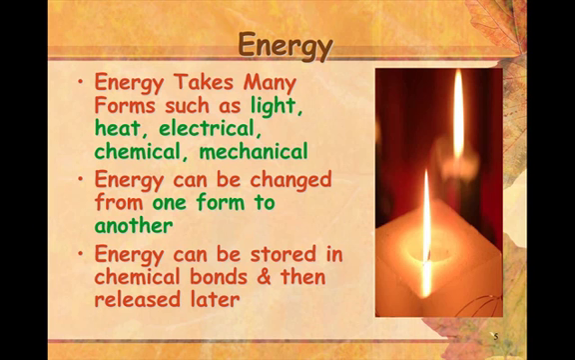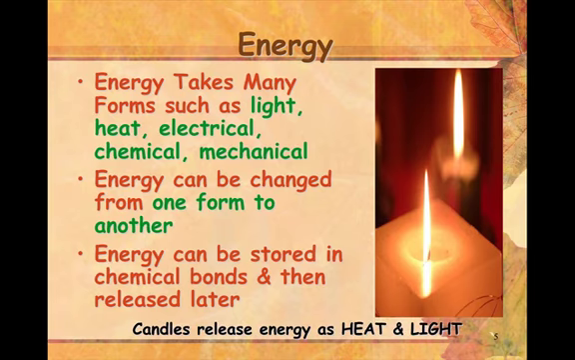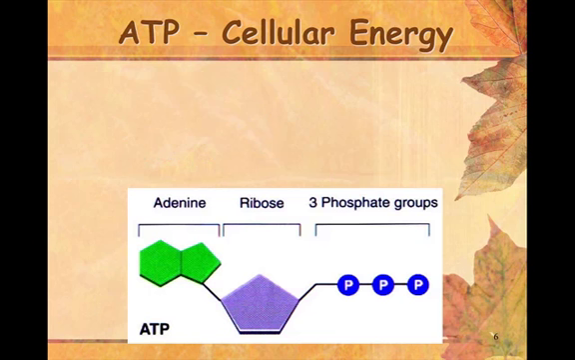So this whole next discussion is going to talk about the form of energy that we have in our cells. Candles release energy as both heat and light, which is something you would have learned in physical science. ATP is what is in our cells that is going to give living organisms like us energy.